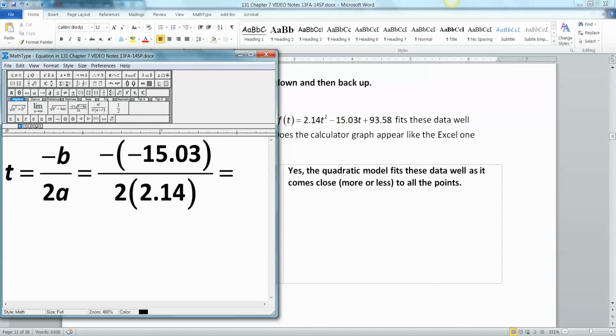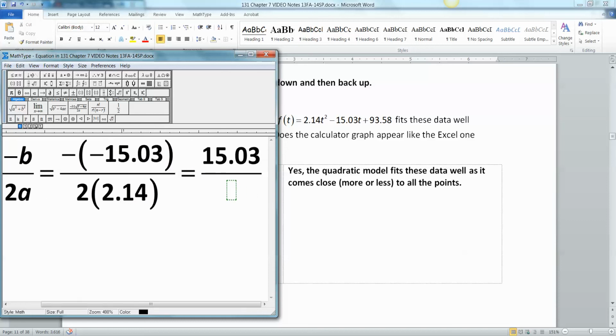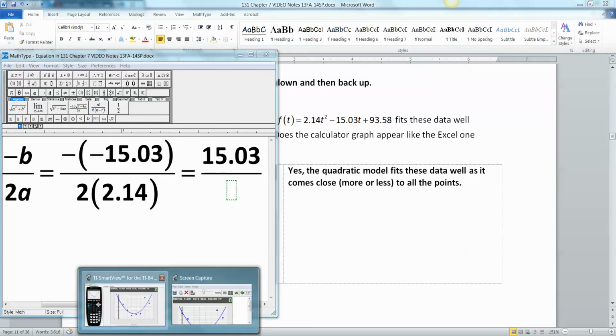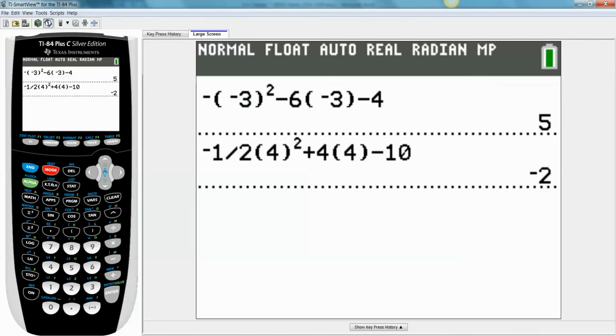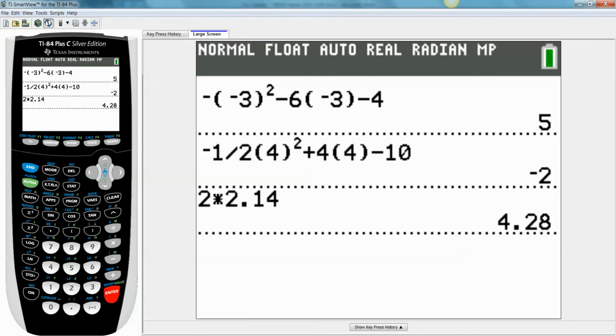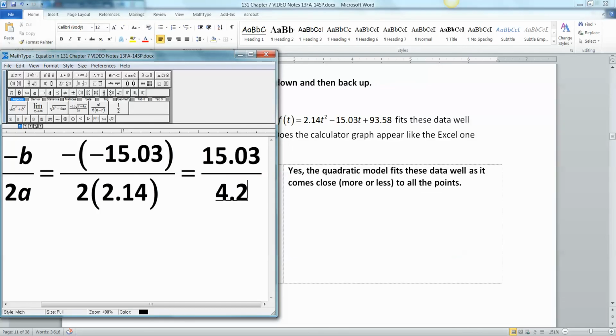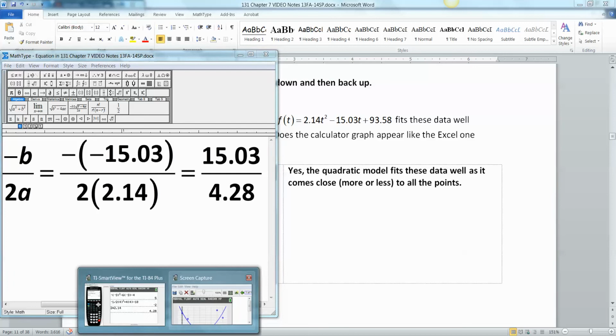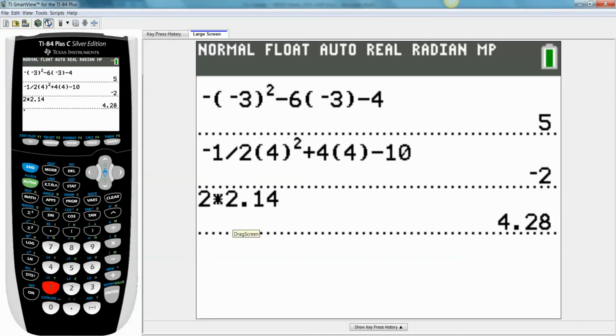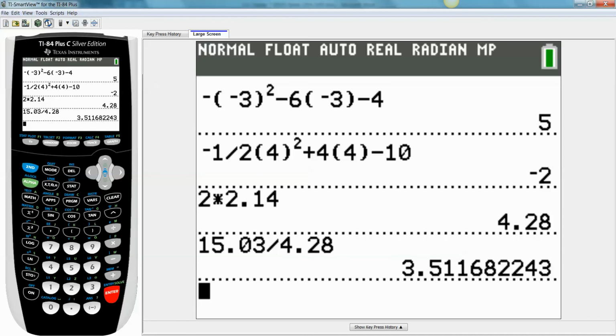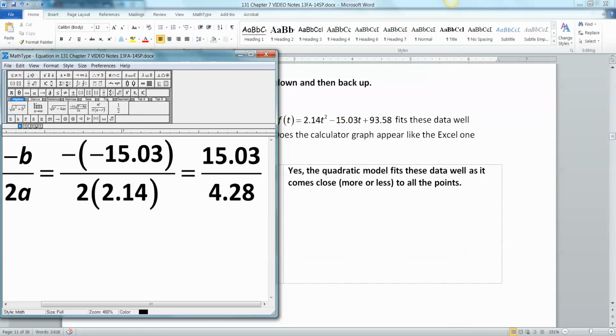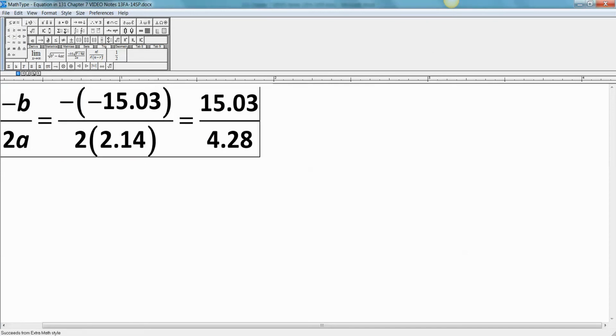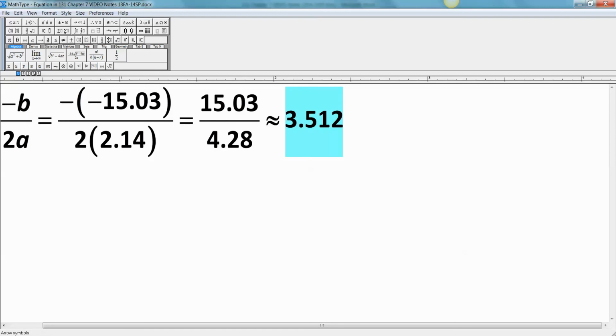Okay, so that's positive 15.03. That's pretty obvious on the numerator. The denominator, well, I can tell what it is just by looking at it, but if you want to quit and do 2 times 2.14, you get 4.28. Now you take your calculator and you divide 15.03 divided by 4.28. And you get 3.5116 or 117. How about 3.512? We'll just round it to 3 decimal places.